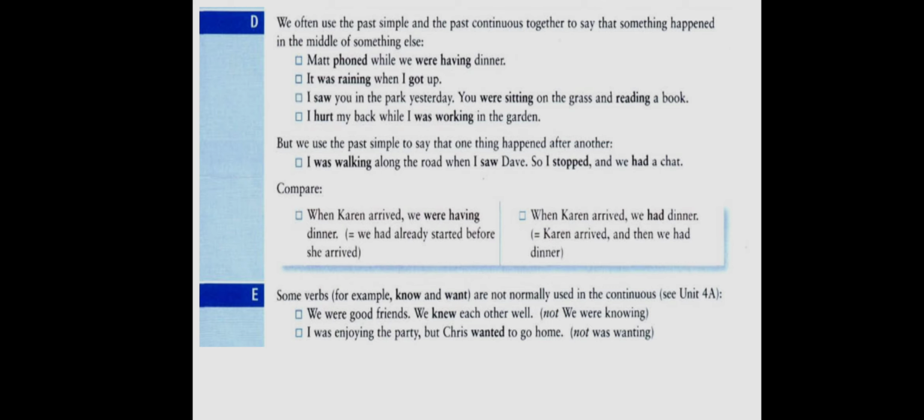I saw you at 6 o'clock yesterday becomes like this, as if we say, yesterday at 6 o'clock, you were sitting on the grass and you were reading a book. Or we can say, when I saw you in the park, and connect the sentences, put a comma instead of the full stop and say, when I saw you in the park yesterday, you were sitting on the grass and reading a book.